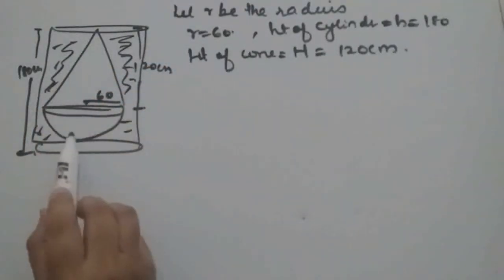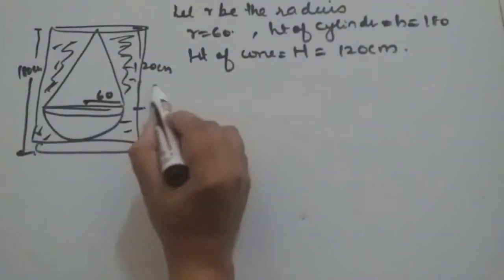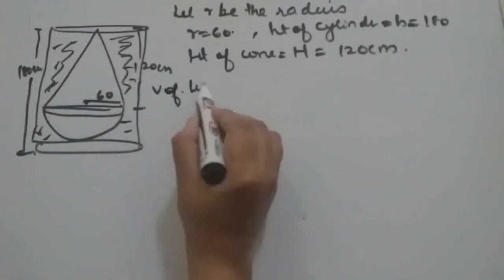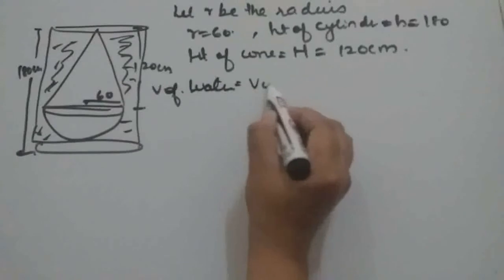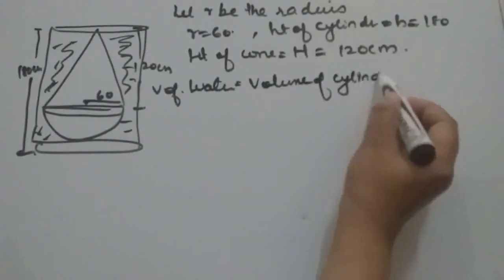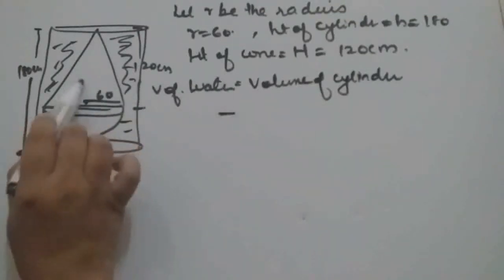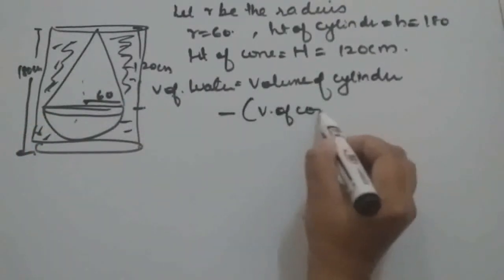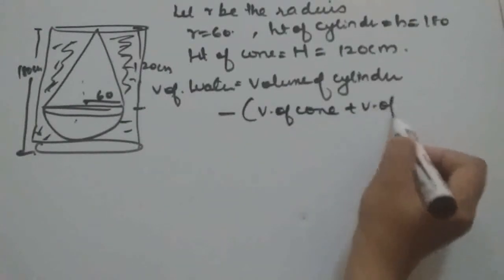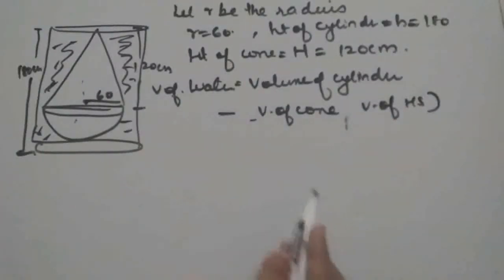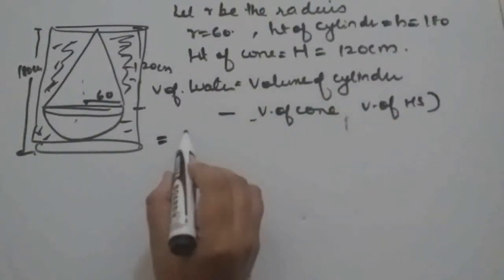So how can we find the volume of the remaining water? It will be the volume of the cylinder minus the volume of these two, the volume of the cone plus the volume of the hemisphere. So this will go, isn't it? Now the volume of the cylinder is what?